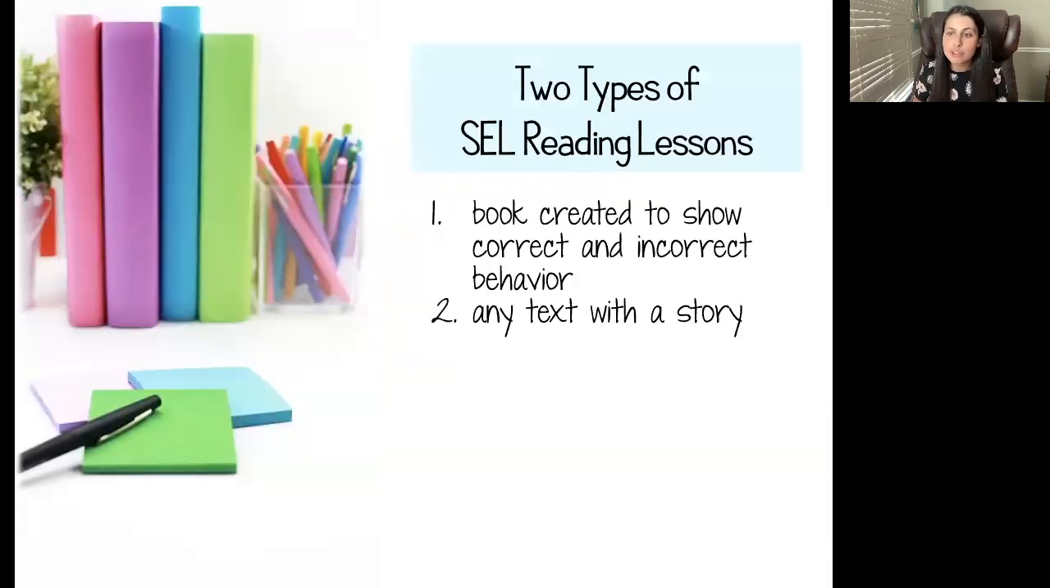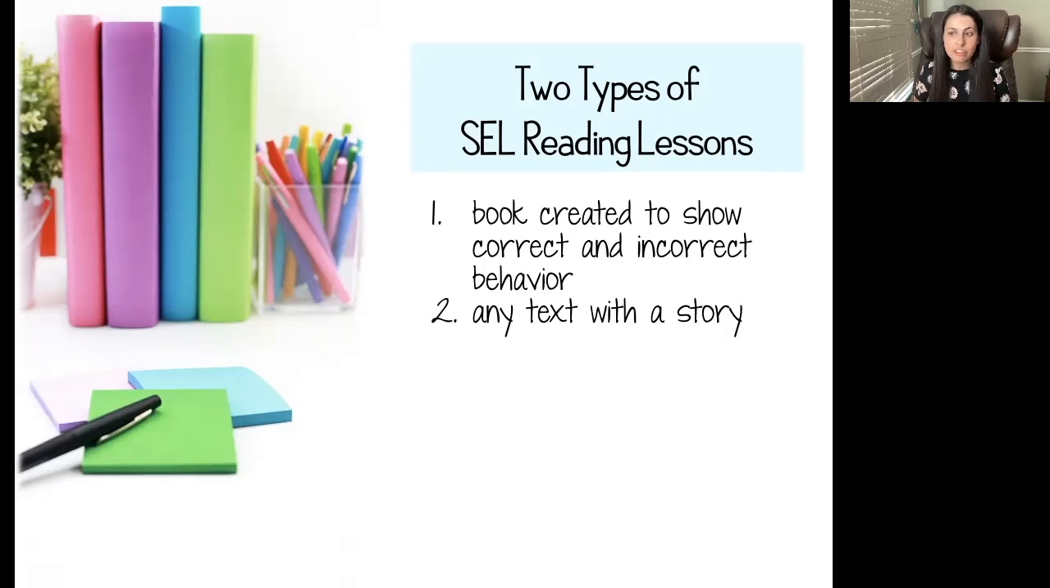So there's 2 types of social emotional reading lessons. One is using a book that's specifically written to show the social emotional learning skill. These are the ones we all use at the beginning of the year. They show kids calling out and not using self-control. And we talk about why self-control is important. And it gives you those examples of the good and the bad. And that's the perfect way to teach those social emotional words to your students.